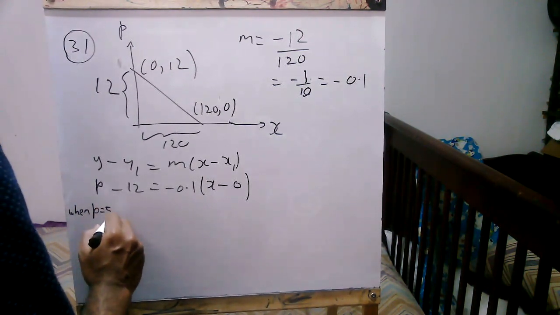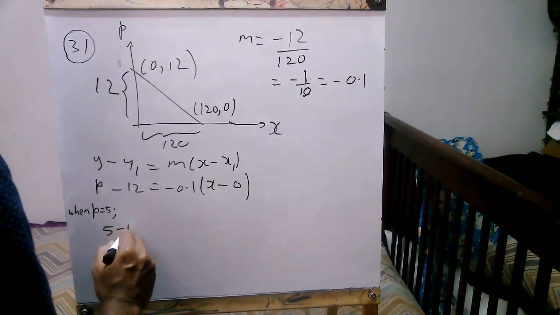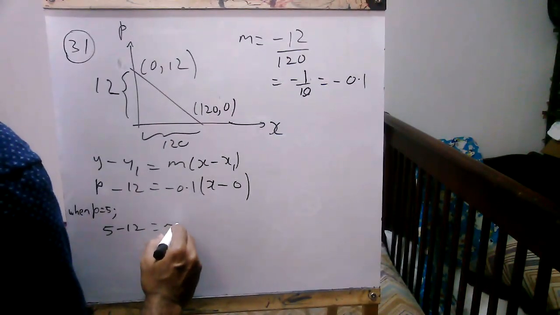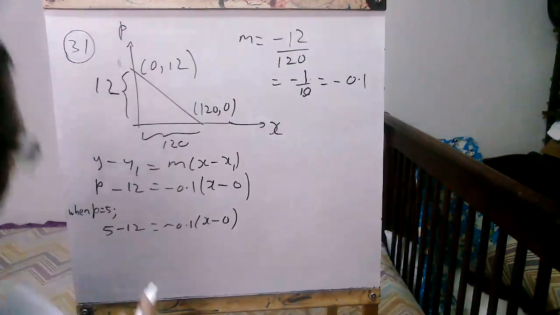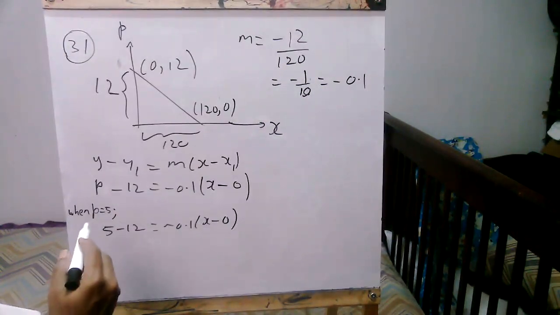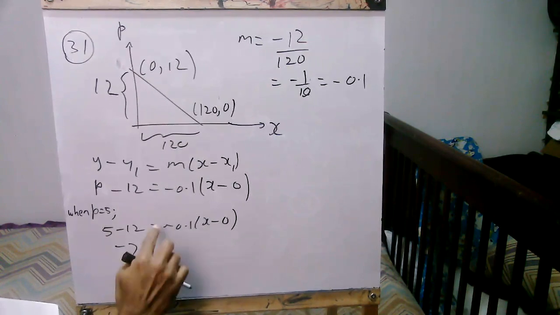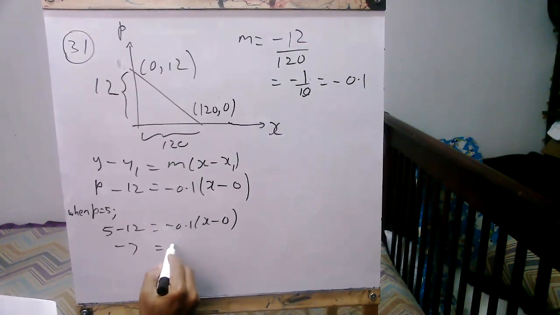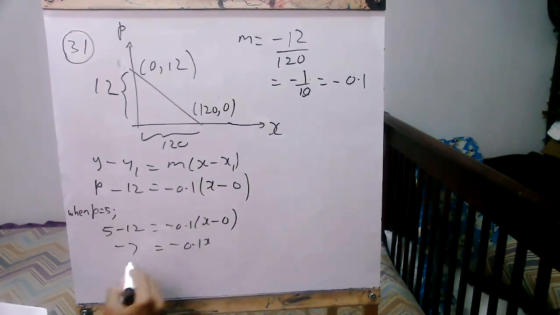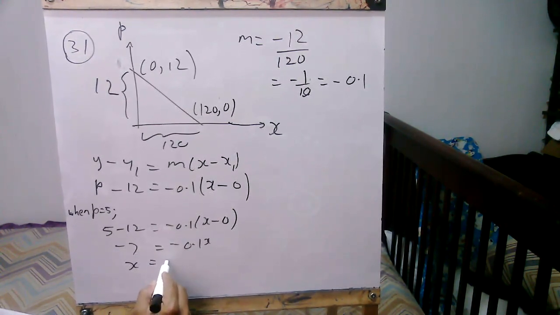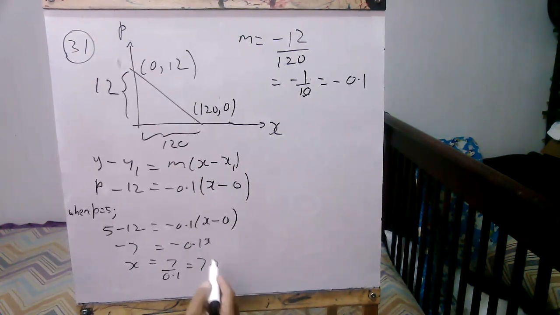P equal to 5, we get 5 minus 12 equal to negative 0.1 x minus 0.5. 5 minus 12 is negative 7, equal to negative 0.1 x. Divide both sides by 0.1, we get x equal to 7 over 0.1, which is 70. Right? This is the number of units.